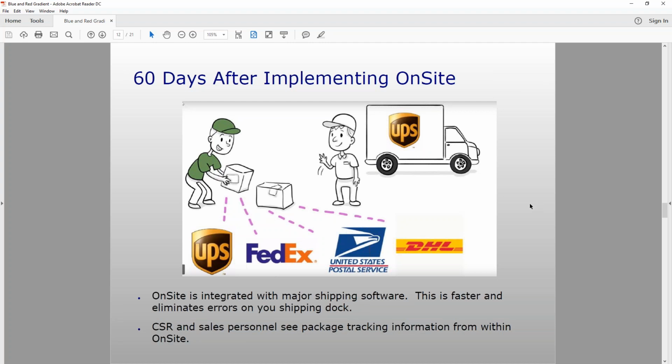Also, this is a two-way integration with UPS and these other companies. Your nightly batch goes out to UPS, and that package tracking information is then populated into OnSite. So the next day, if a customer calls and says, hey, I didn't get my package, your customer service rep doesn't have to go out to the shipping area to get the package tracking information. They can get that right from their OnSite system.